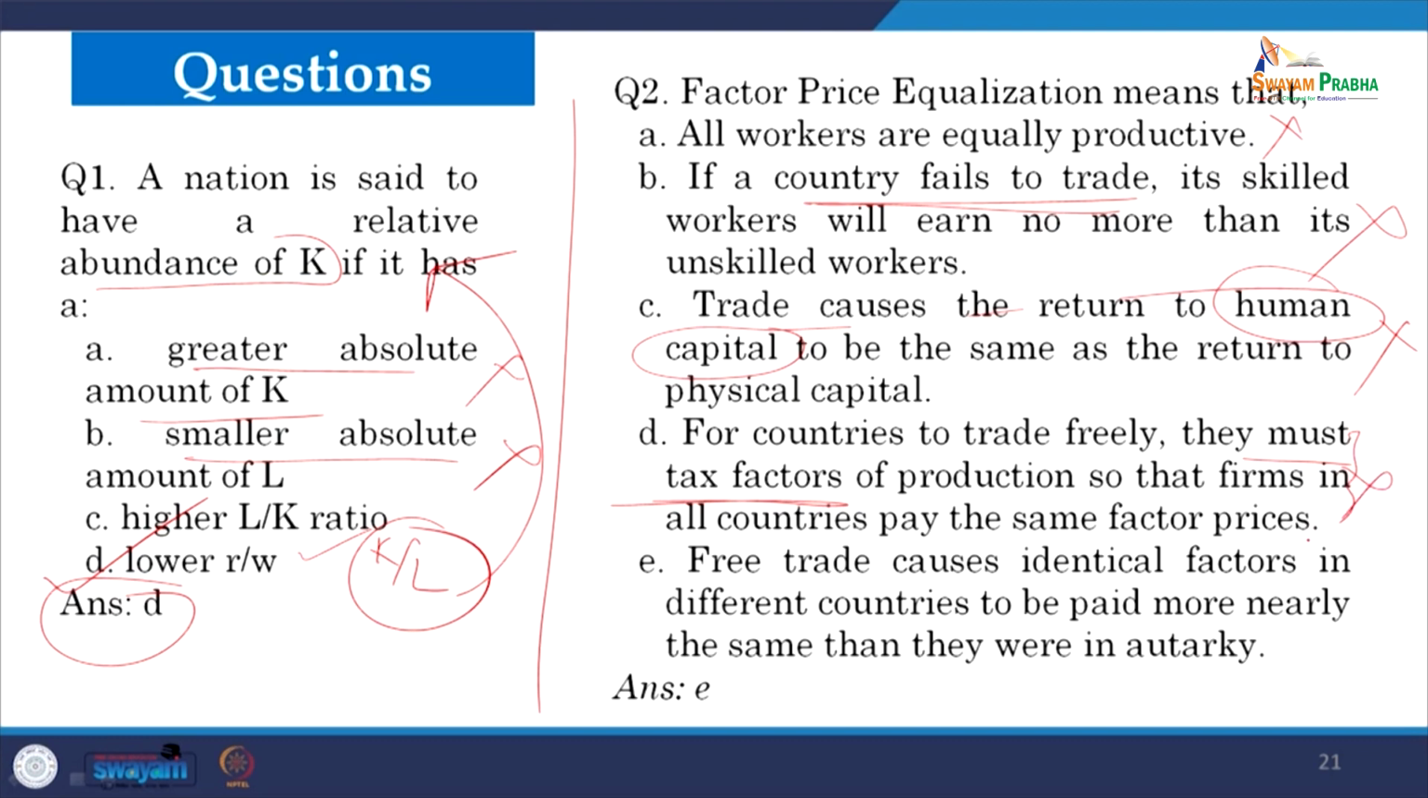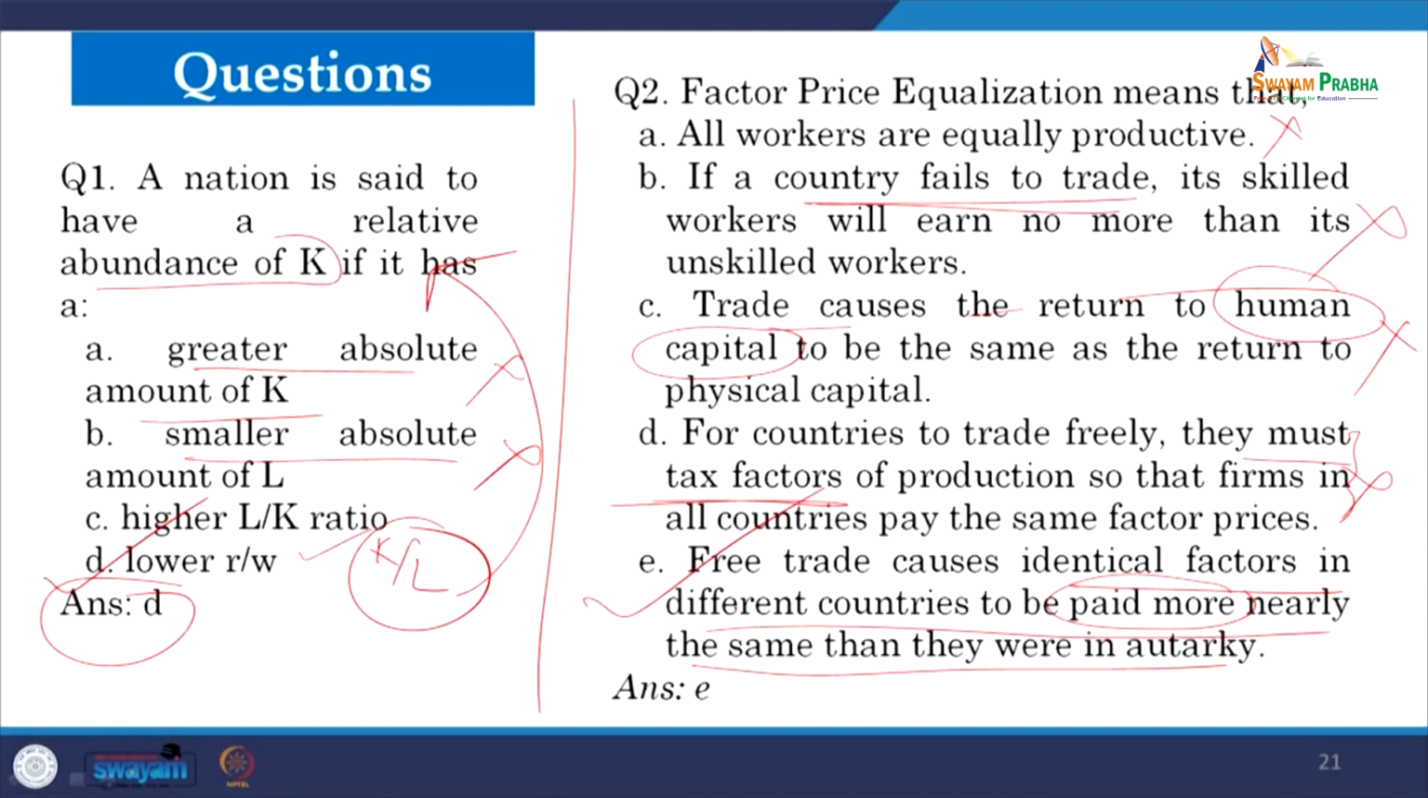Similarly, the last one, let us check it. Free trade causes identical factors in different countries to be paid more nearly the same than they were in autarky. It says that identical factors, homogeneous factors which I mentioned in the theory, will be paid more nearly the same than they were in autarky. So, this is the answer. E actually satisfies the factor price equalization, so that there will be distribution of income, and it satisfies the Heckscher-Ohlin and Samuelson theorem.